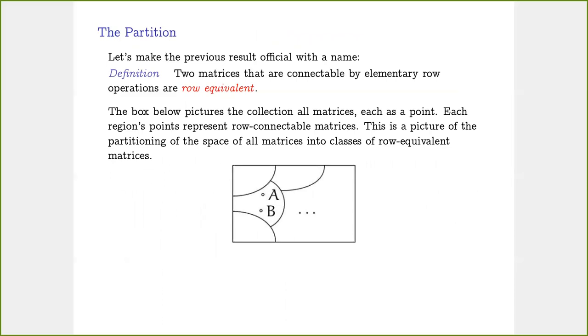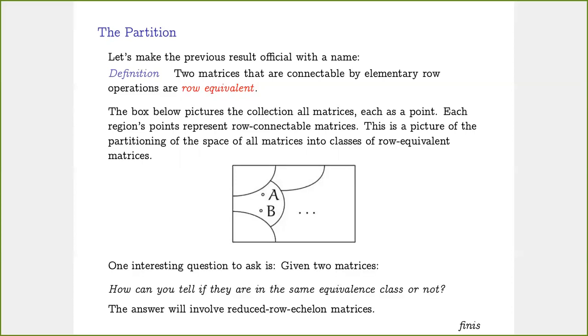The box below pictures the collection of all matrices, each matrix as a point. Each region is an equivalence class. The region's points represent row connectable or row equivalent matrices. This is a picture of the partitioning of the space of all matrices into classes of row equivalent matrices. One interesting question to ask is, given two matrices, how can you tell if they're in the same equivalence class or not? The answer will end up involving reduced row echelon matrices.